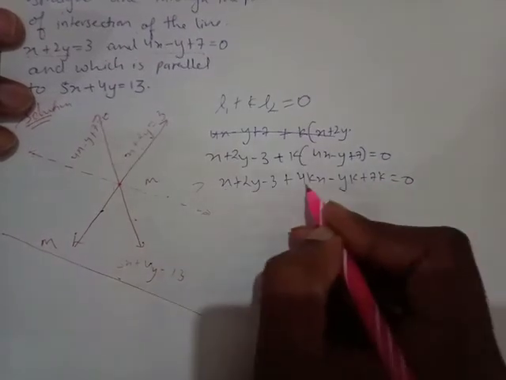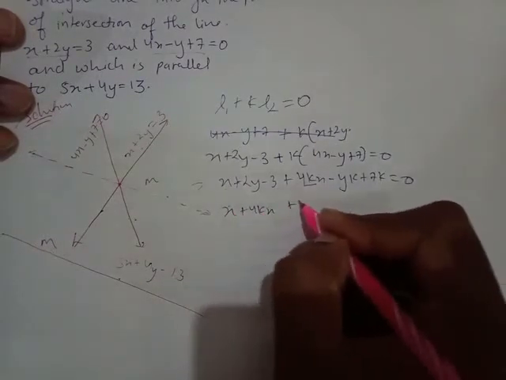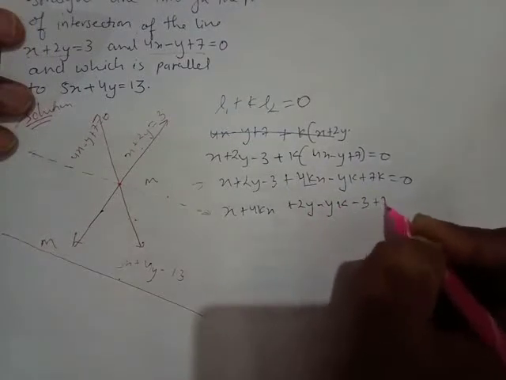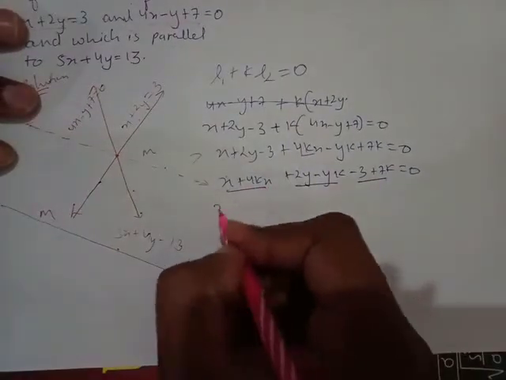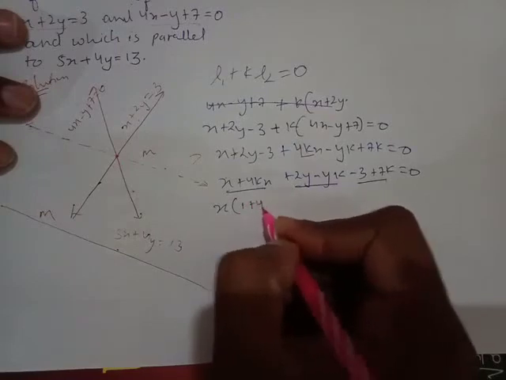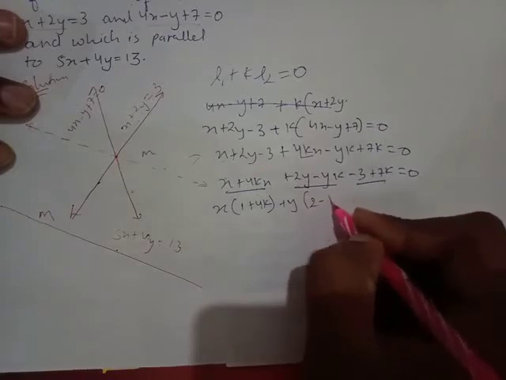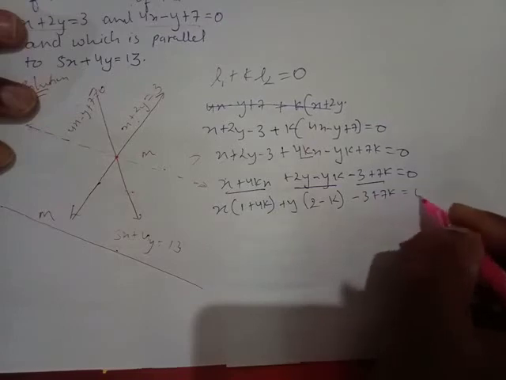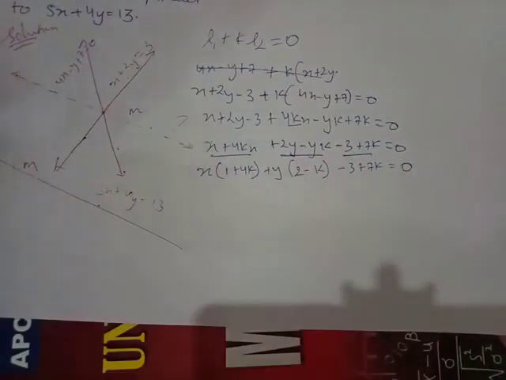Now I'm going to take the x terms together. So x plus 4kx plus 2y minus yk minus 3 plus 7k equals 0. Okay, and then x is common in both of them, so I'll get 1 plus 4k. In this y is common, so 2 minus k is left. So this is the equation that is being formed for what? For this line. That's how you make an equation for this line.